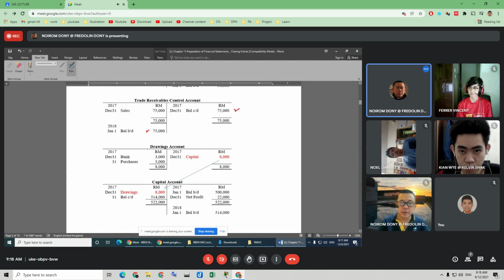So drawing, remember, is reducing equity. So it will be recorded on the debit side. So any increase of drawing will be debited, like what we have here. The sole proprietor took out money from the bank, 3,000 for his personal use. So we debit drawing and credit bank. And then taken the trading item for personal use. So we debit drawing, we credit purchases. So this is the heading of account that is being credited.